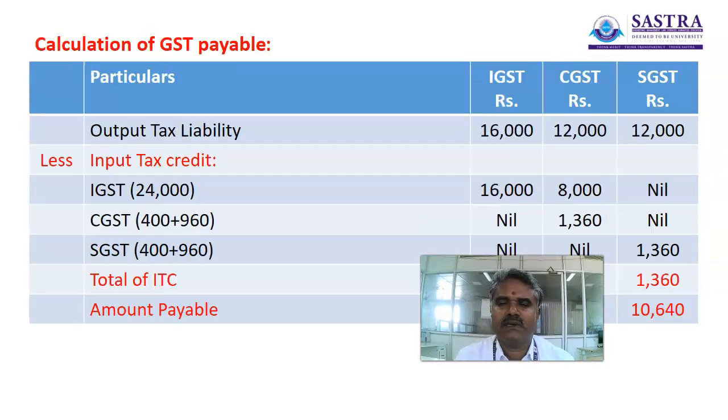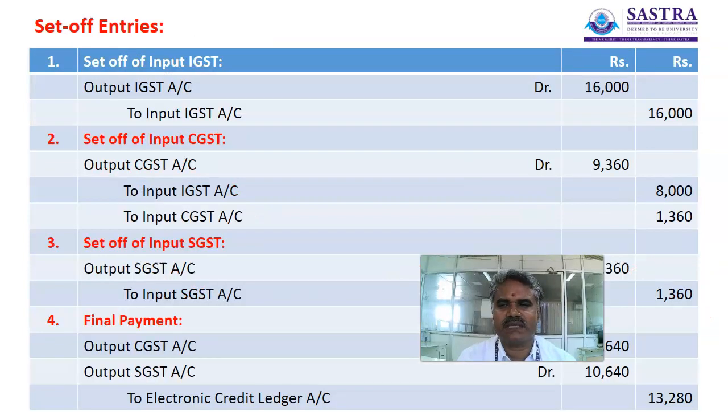And you have to adjust output tax liability. Input tax credit, you take cumulative value, adjust as per the rule. The payable is 16, 3060, 16. The final payment 2,640, 10,640. For that you have to pass entry for adjustment.